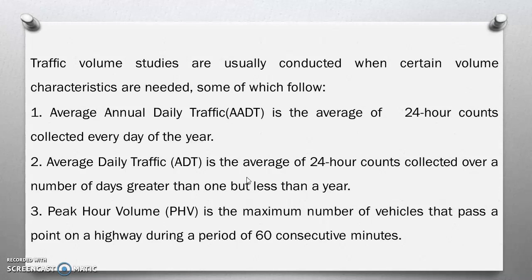Traffic volume studies are usually conducted when certain volume characteristics are needed, some of which follow. First is the average annual daily traffic, which is the average of 24-hour counts collected every day of the year. Then we have average daily traffic, which is the average of 24-hour counts collected over a number of days greater than 1 but less than a year. Third is the peak hour volume, which is the maximum number of vehicles that pass a point on a highway during a period of 60 consecutive minutes.